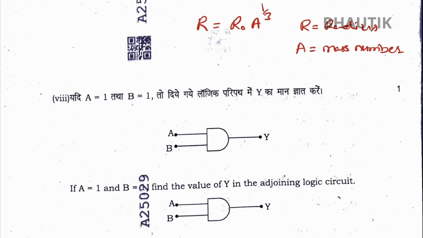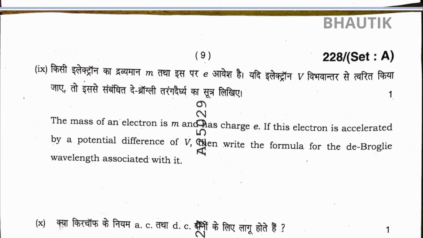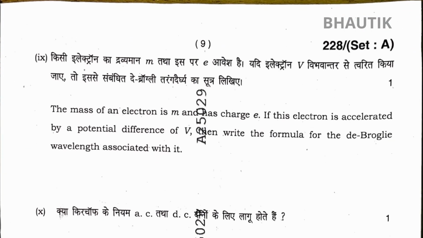Next is: if A is equal to 1 and B is 1, find the value of Y in the adjoining logic circuit. This is an AND gate. If both A and B are 1, then Y will be 1, because Y is A and B. So this is 1.